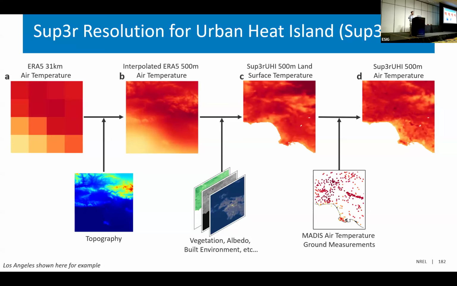And you can actually see the effect of the built environment. Downtown LA is a little bit hotter. The area close to the coast is a little bit cooler. And we're training these models with really high resolution satellite observations as well as a network of point measurements.